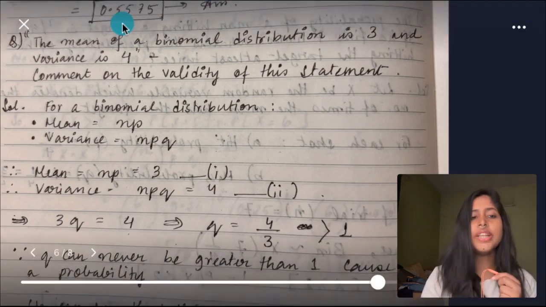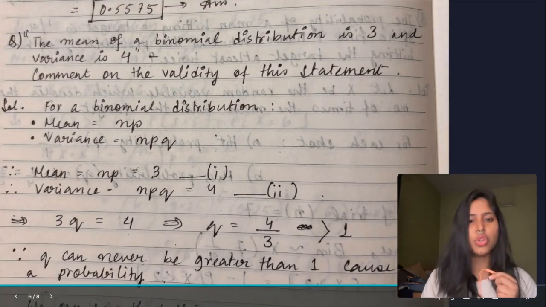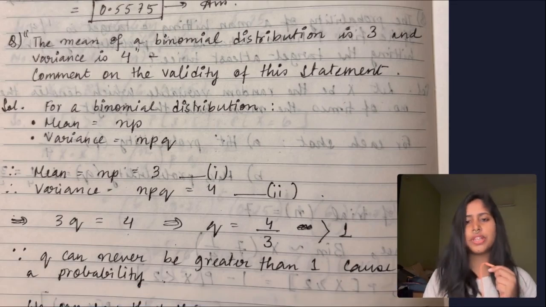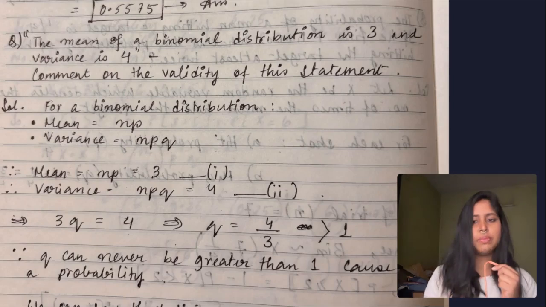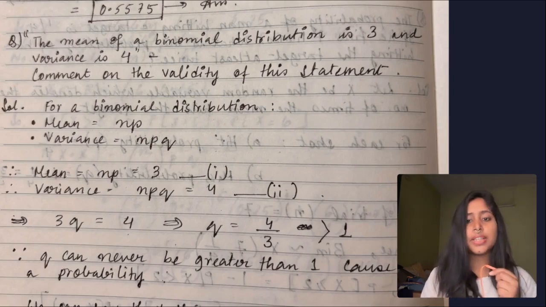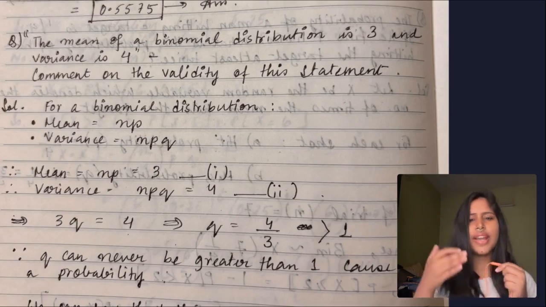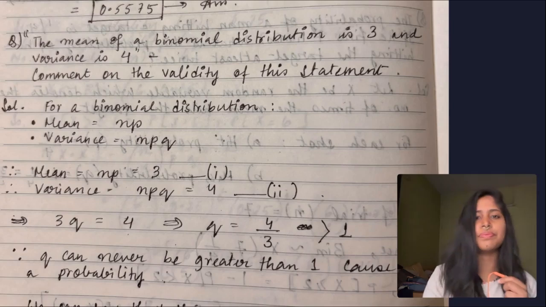Is that possible? We know that mean is equal to NP, which is equal to 3 given here, and variance is NPQ. So if we divide the variance by the mean, we get Q, because NPQ by NP is equal to Q. So Q is equal to 4 by 3, but that means Q is 1.333. But Q is a probability. It must be between 0 and 1. It can never be greater than 1. So this statement is invalid. You need to always check the parameters. From this question, we get the takeaway that for every question, you need to check the parameters.